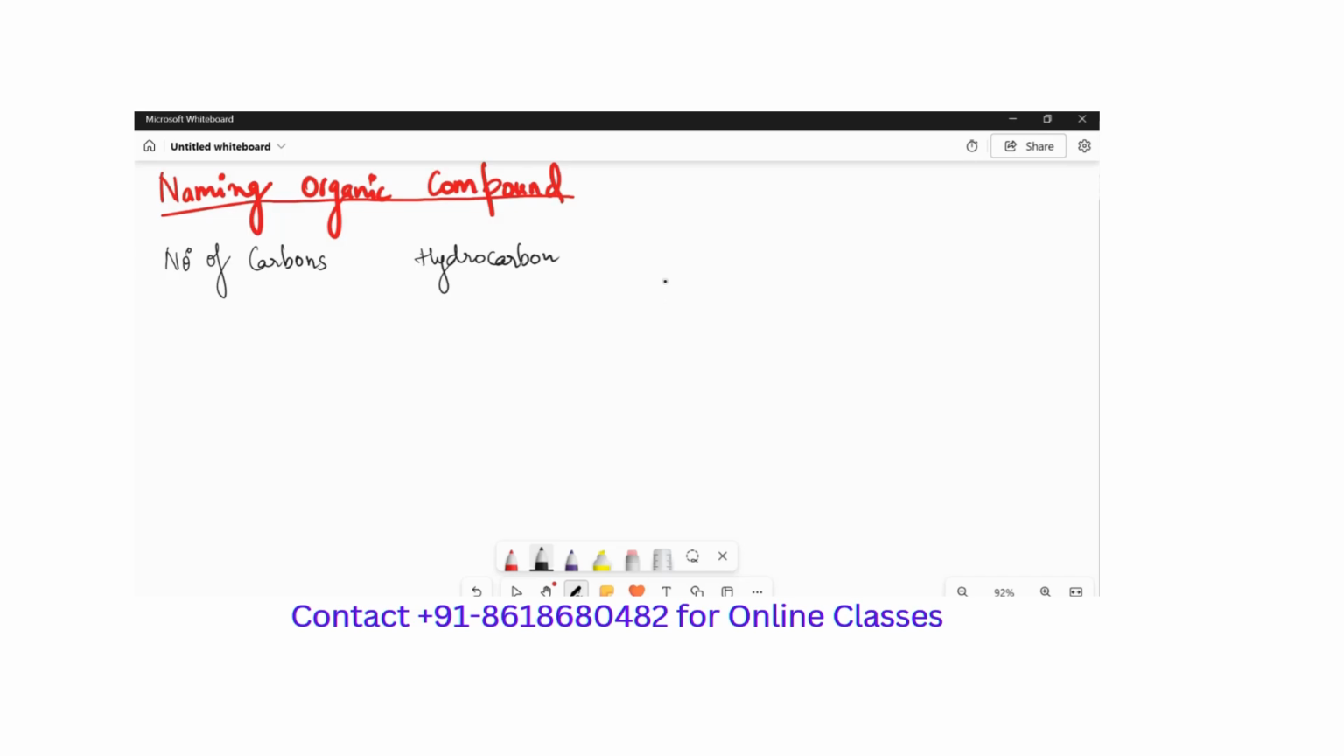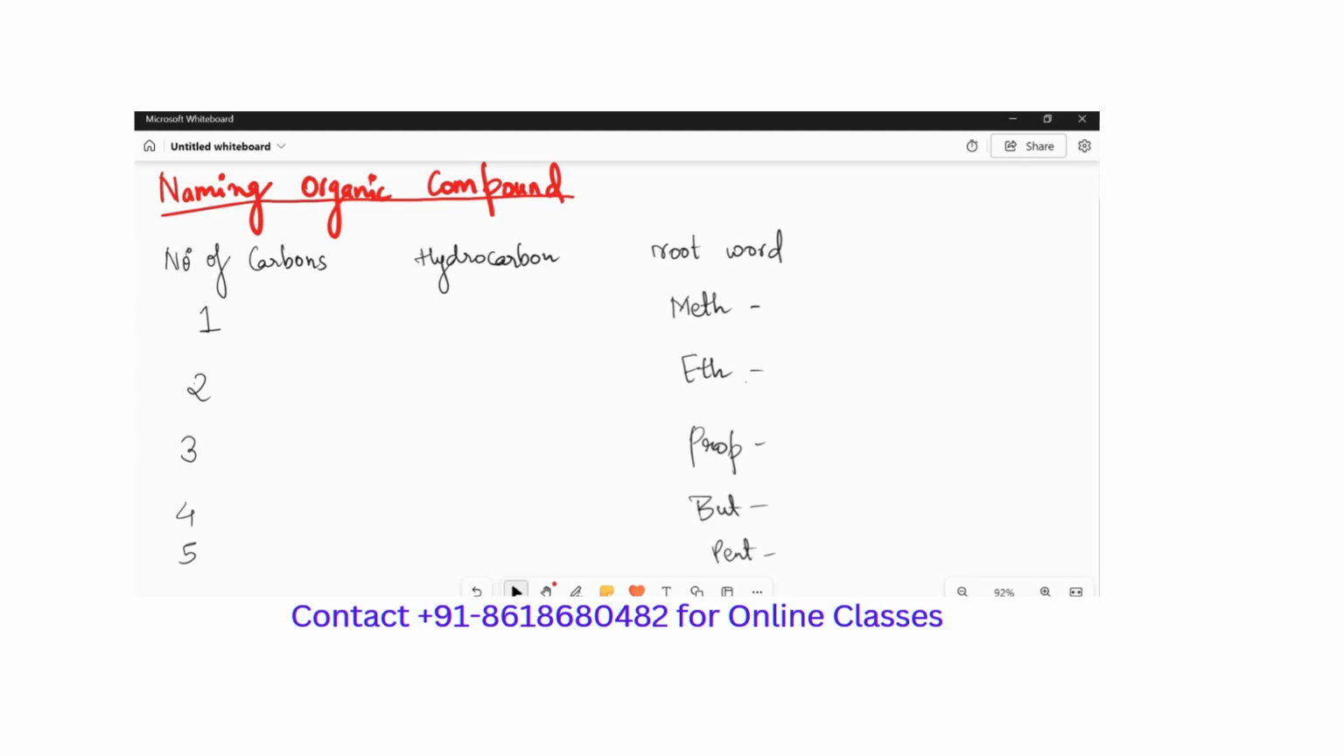After seeing the hydrocarbon, you have to use the root word. What is this root word? If you have only one carbon, for one carbon you will have the root word meth. For two, you will have eth. For three, what do you have? Prop. Very good. For four, but. Then for five, pent. All right. I am not going further down. I'll just tell you from here only.